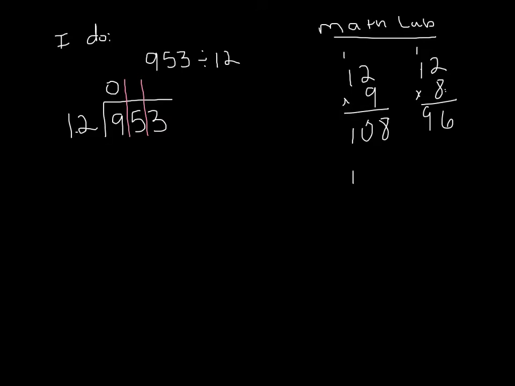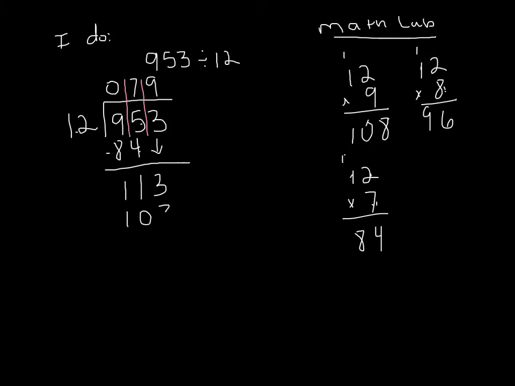Still blew my eyebrows off. Okay, 7 times 2 is 14. This one will work for sure. 7 times 1 is 7 plus 1 is 8. So it's going to be 7. And I get 84. 5 take away 4 is 1. 9 take away 8 is 1. Check and make sure that your remainder is less than your divisor. It is, barely, huh? Okay. So now I can invite the next guy to play. 12 into 113. Well, in my math lab I already did that, so it's going to be 9. And that's 108.